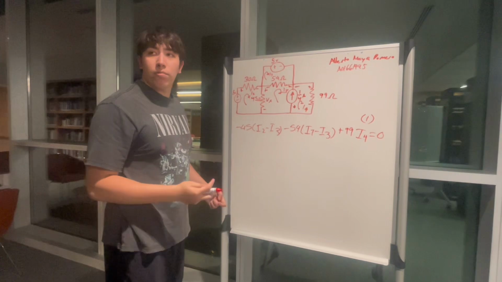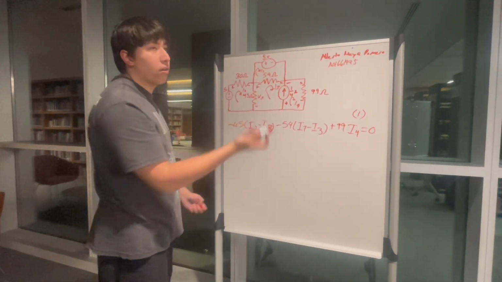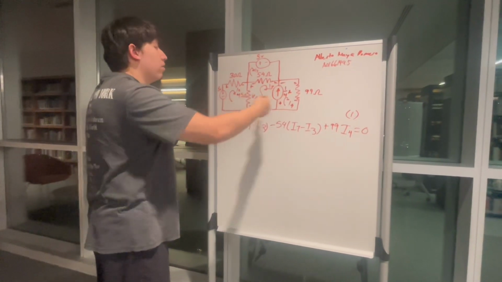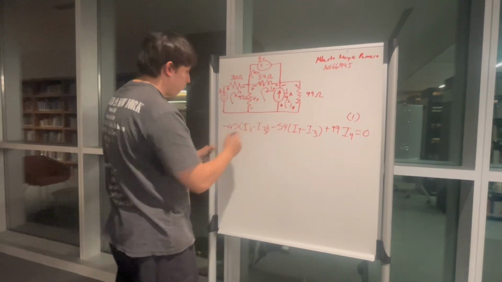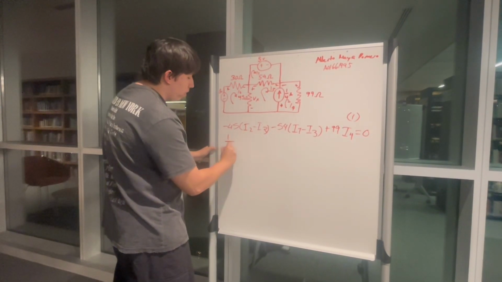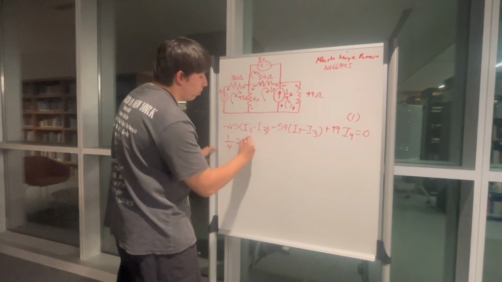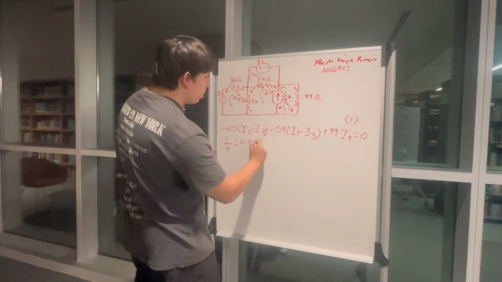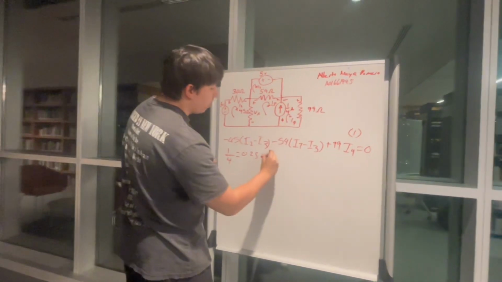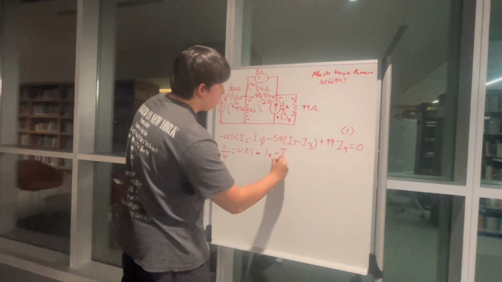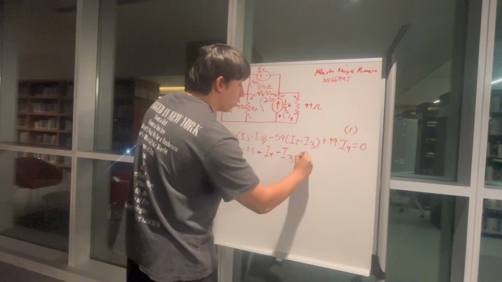The second equation we need is the one of the current source, because it's the one in between the super mesh. So it's this one over here. It's a 1/4 or 0.25. It's equal to the current entering the positive source. It's I4 minus I3. This is our second equation.